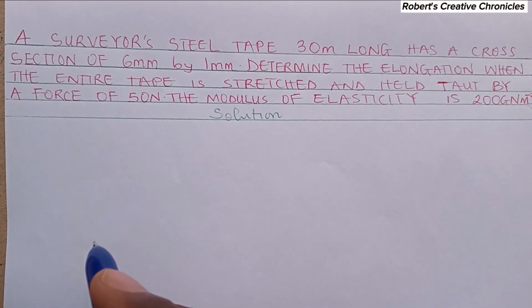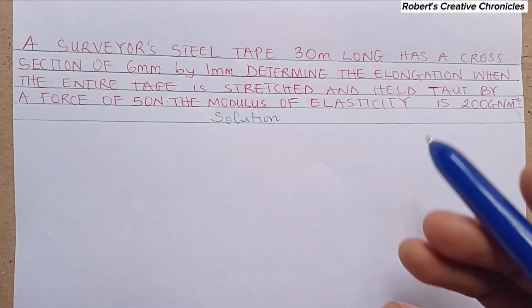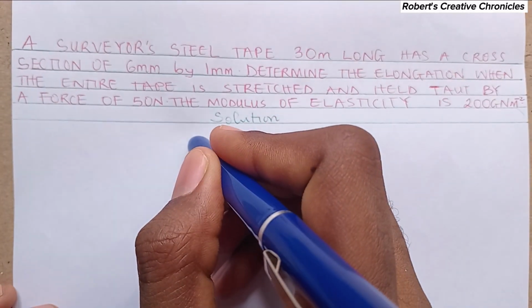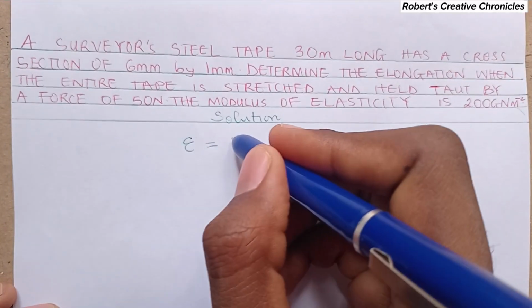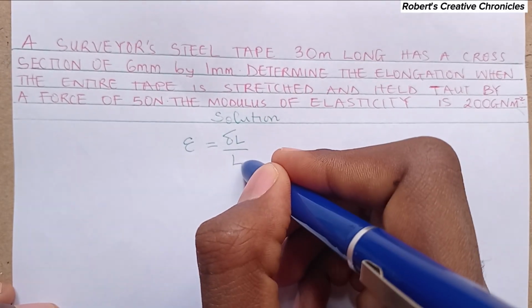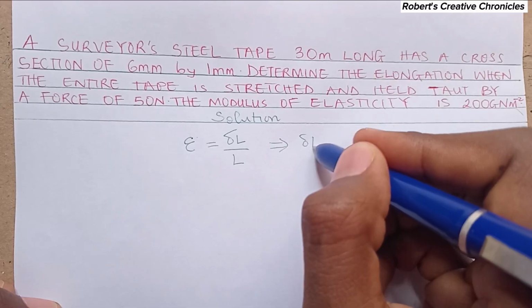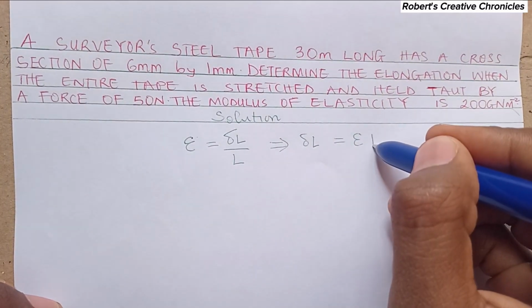Now, in this question we have to determine the elongation. So that means we'll use the formula for strain. Strain is equal to what? The change in length, which is the elongation, over the original length. So now the elongation will be strain times length.